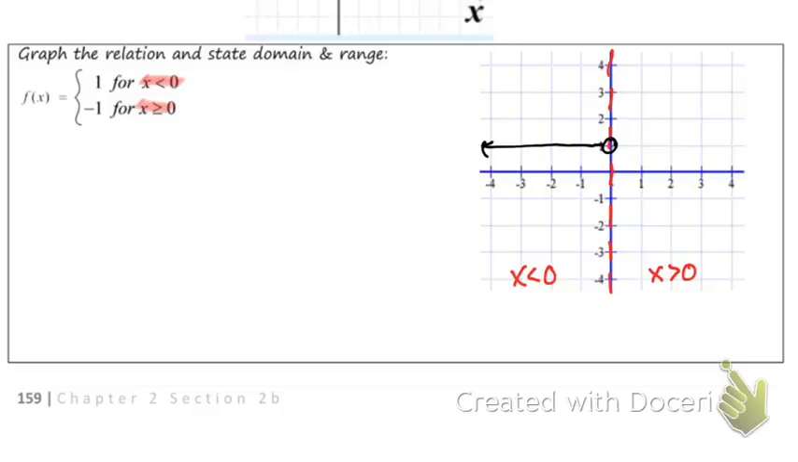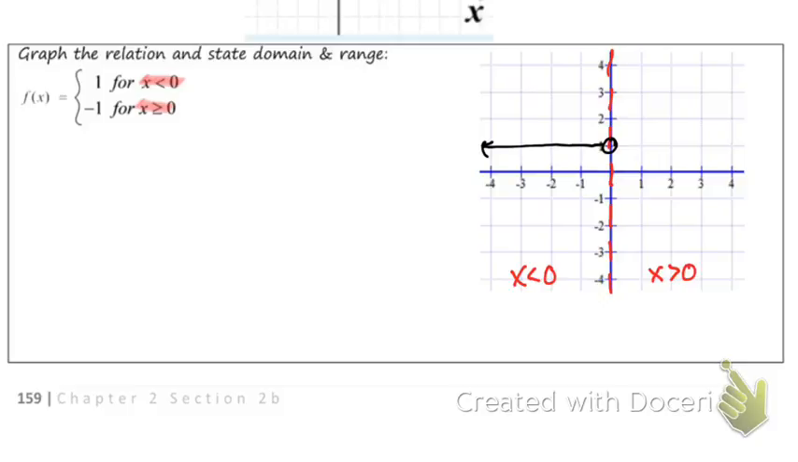Look at it, it's flashing. Is it flashing for you? Yeah. All right. Which is it, closed or open? Open. It's going to be open because it's just strictly less than. Since this one's greater than or equal to, we know this one's going to have our closed dot. And this is where f of x equals negative 1.